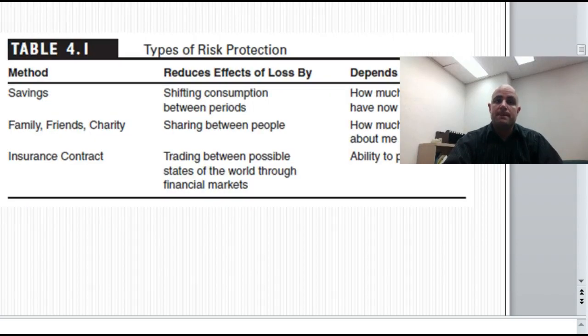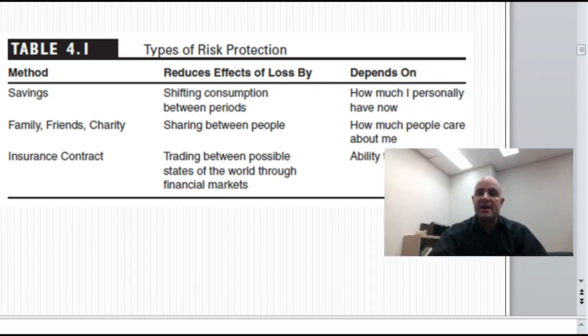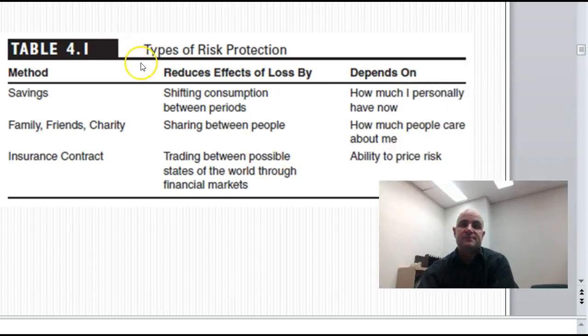Now, all of them reduce the effects of the loss. Savings is shifting consumption between periods. So basically you're not spending money later, you're spending it now, or vice versa. Family, friends, and charity is sharing between people. And insurance contracts are trading between what we call possible states of the world. And states of the world in this case are you either get sick or you don't.